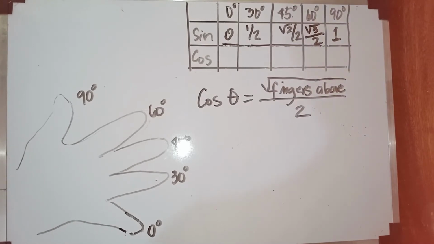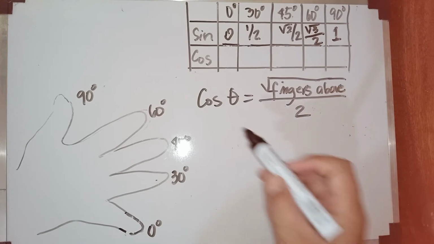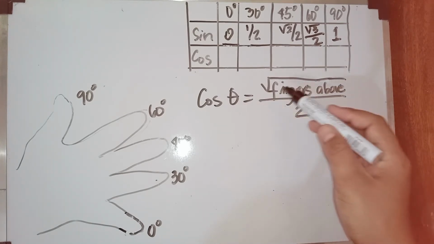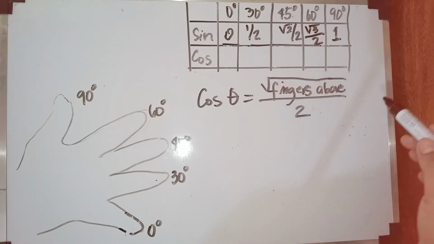So we are through with this sine function. So proceed na po tayo sa cosine function. So for the cosine, we have here the formula. Cosine theta is equal to the square root of fingers above divided by 2.